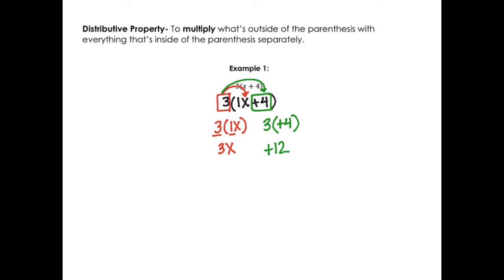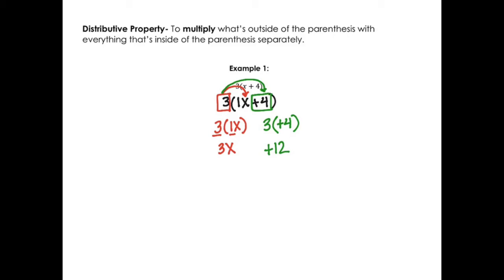Because again, if I do 3 times 4 on my calculator, that's just a 12, or a positive 12. And I'm going to write that down as well. However, I can't just leave my answer like this and say, well, my answer is 3x and positive 12. I have to actually rewrite this as an expression together.